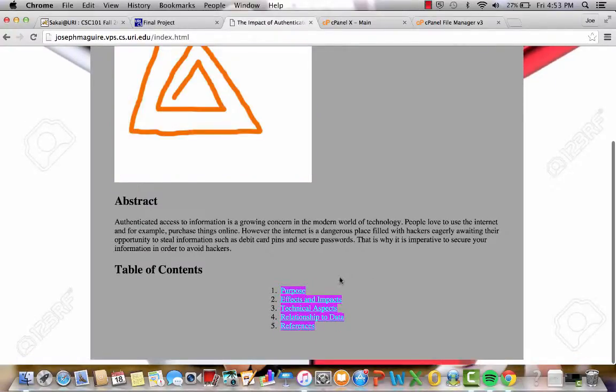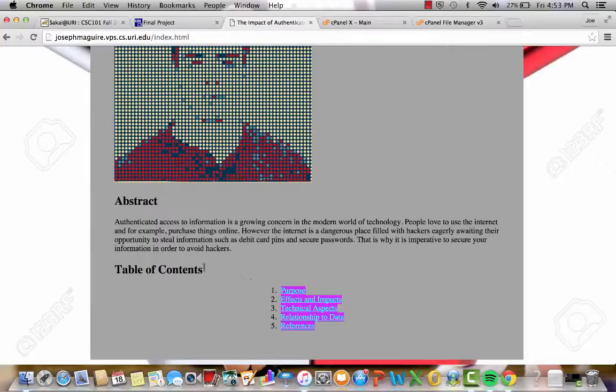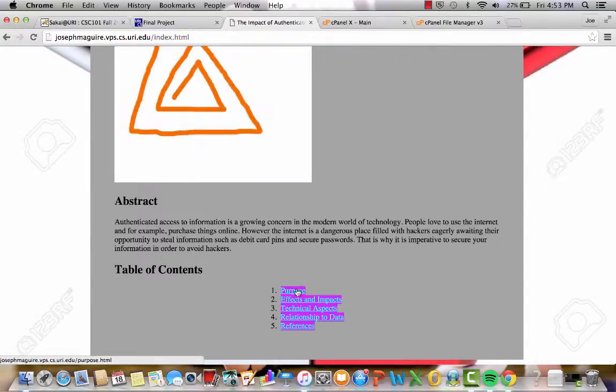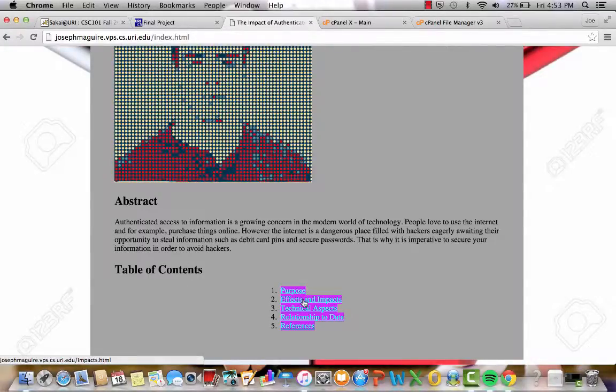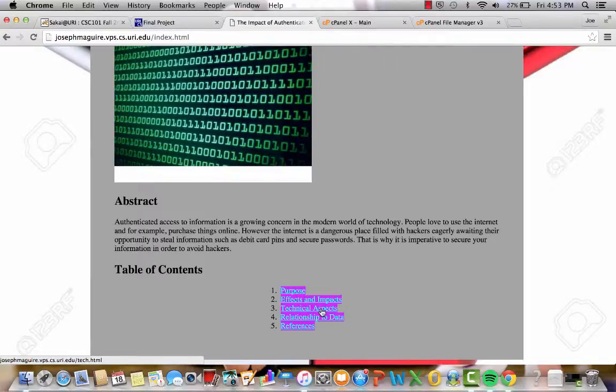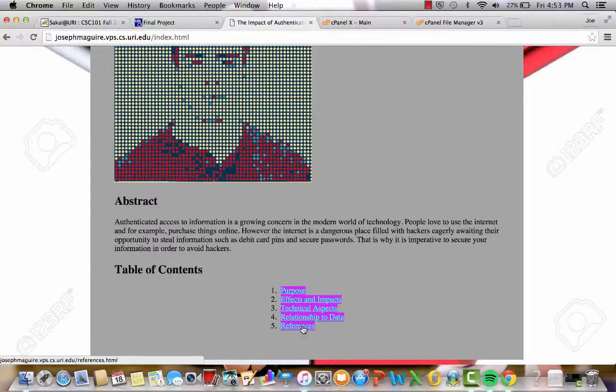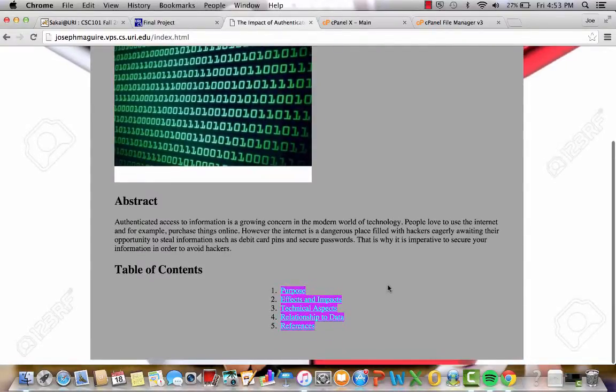I will outline this process over my website with my purpose page, the effects and impacts page, the technical aspects page, the relationship to data, and I'll wrap it up with my references page.